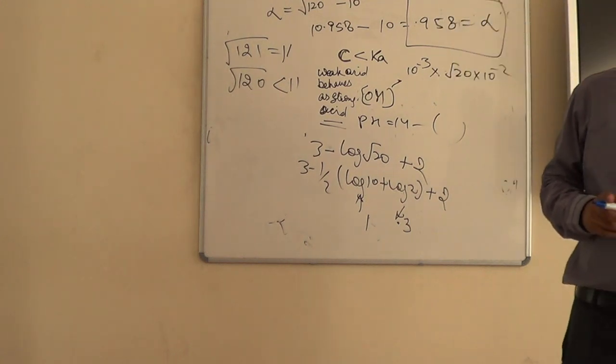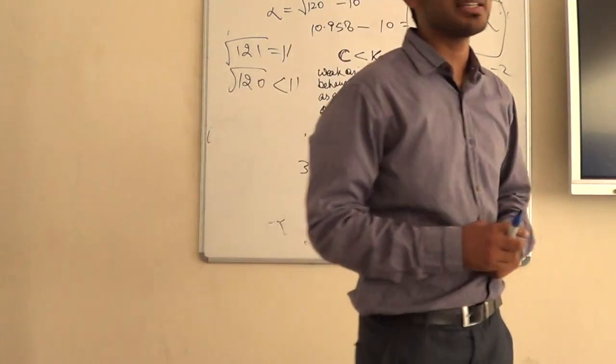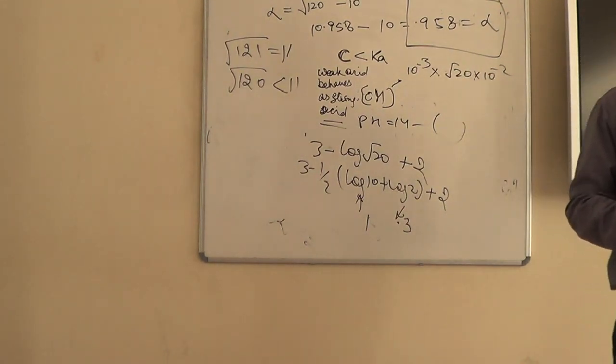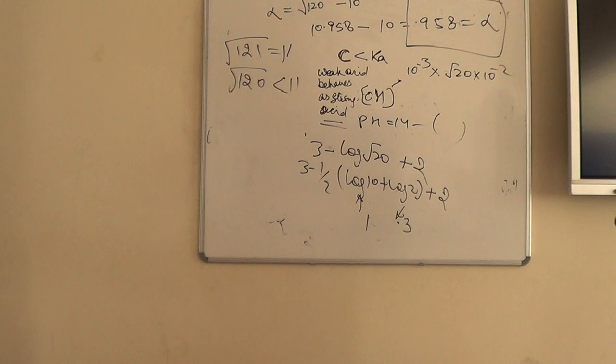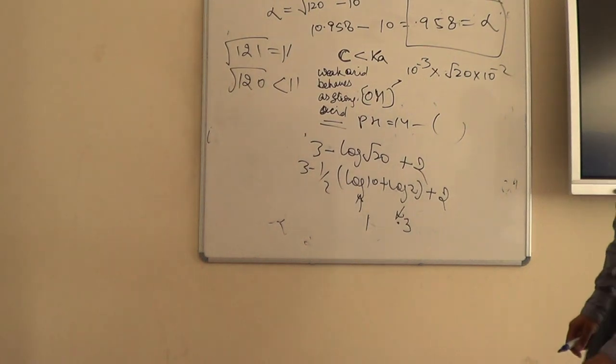Next, for the same question, take 10 to the power minus 4 molar. Just check, is there any difference? Now solve a little fast. For NH3 with 10 to the power minus 4 molar concentration.